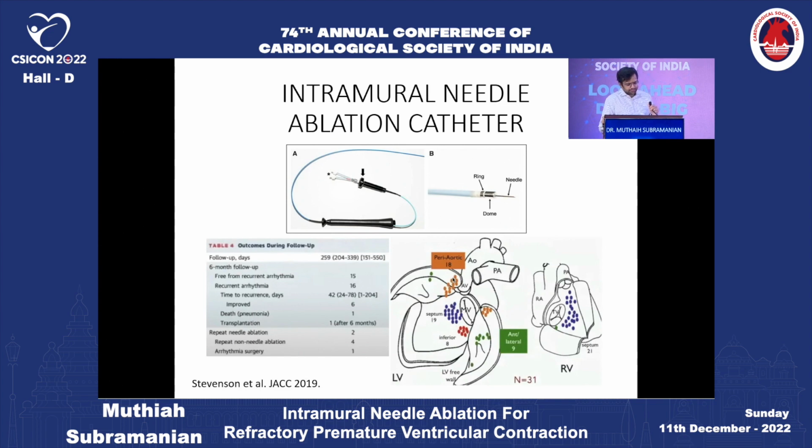We have read about the intramural needle ablation catheter. I've never really used it, but the idea is that you have a retractable needle, shown here. This needle can come out to 10 to 12 mm depth, from this dome-like structure. There's a separate irrigation port on the needle tip and on the dome. This was described by Stevenson and colleagues in 2019. In these difficult cases, they had success in roughly 40 to 45% of patients at 6 months of follow-up.